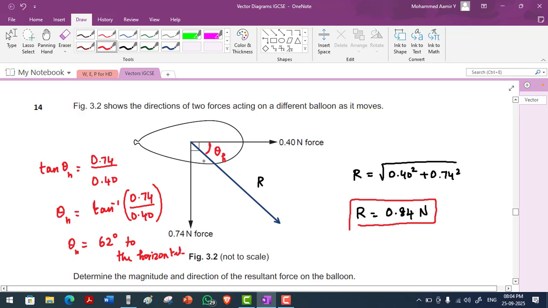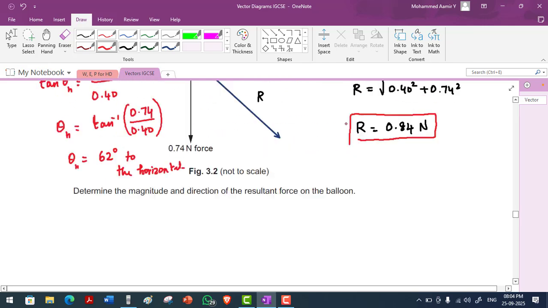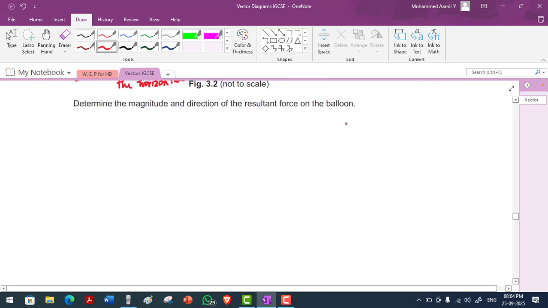If you are taking this angle, then the opposite will become that and the adjacent will become this one. Then tan theta will be 0.40 divided by 0.74. Then you have to mention to the vertical. It will be exactly 90 minus 62, or 61.6. So you have to be very careful with that when you are giving the direction.